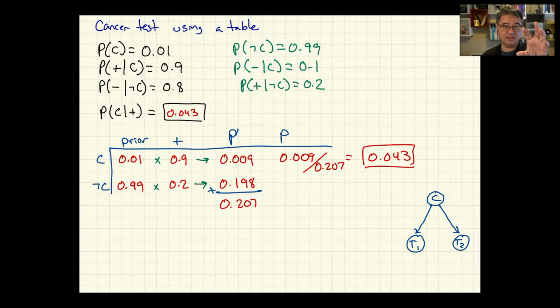So the picture looks like this because the cancer is influencing the outcomes of the tests. But there's no connection between the tests. The outcome of one test does not influence the outcome of another test. The fact that we got a positive the first time does not change whether or not we get a positive the second time. So here's where the table is really going to pay off.